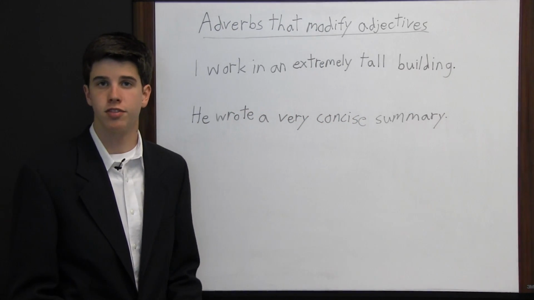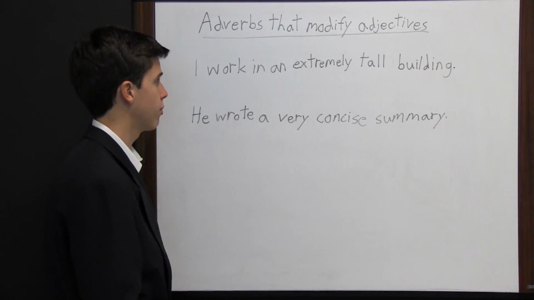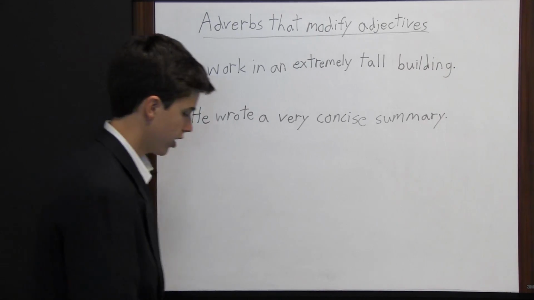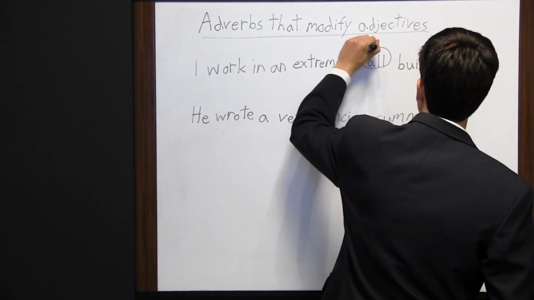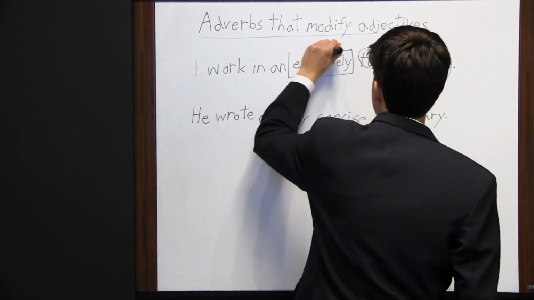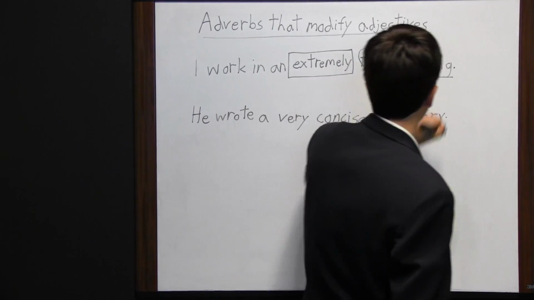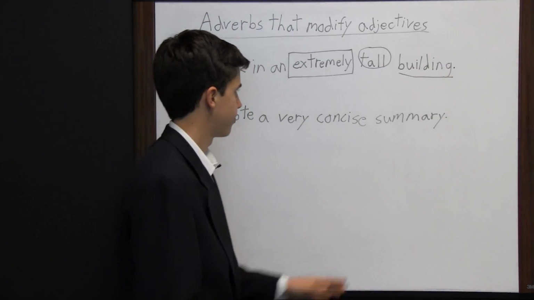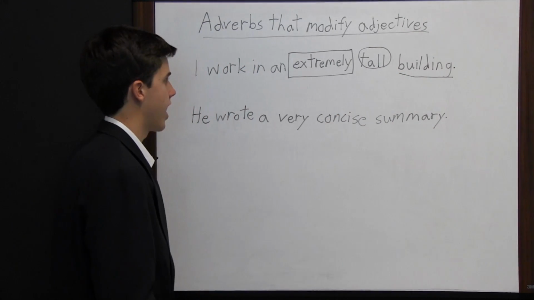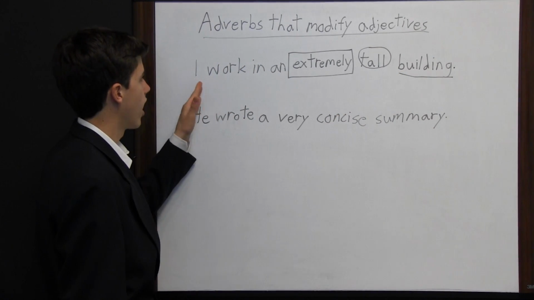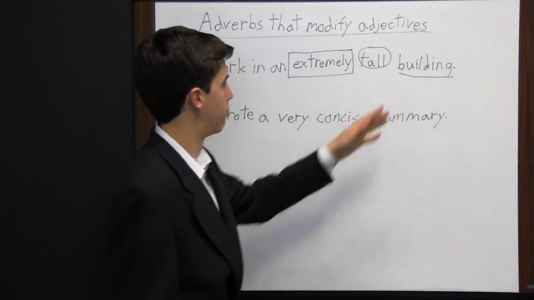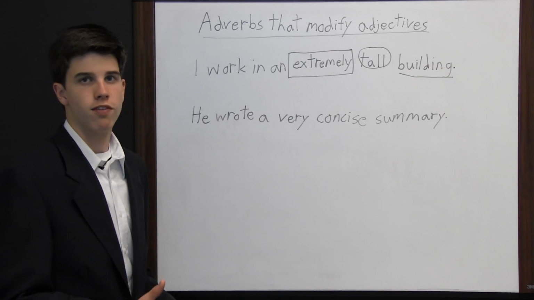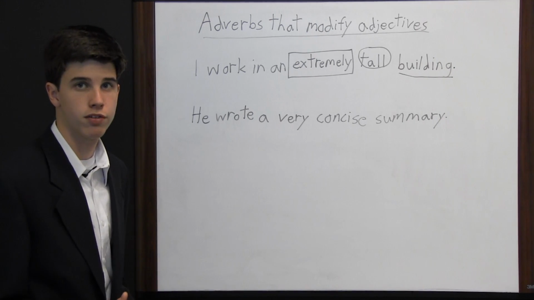Adverbs can modify adjectives. So let's take a look at an example of that up here on the board. I work in an extremely tall building. So I'm going to draw a circle around the adjective here, and I'm going to draw a box around the adverb here, and I'm going to draw a line under the word that the adjective is modifying. So you could remove the adverb and adjective here, and you could just read the sentence as I work in a building. So extremely and tall are the modifiers here, because generally, modifiers can be removed from a sentence and the sentence will still make perfect sense.